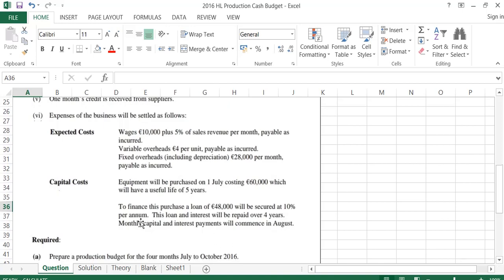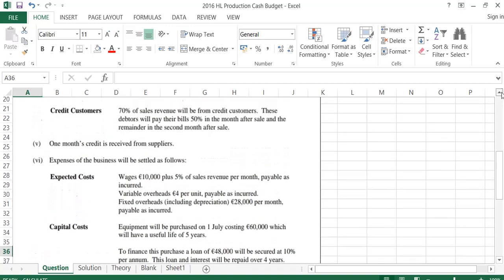How do I work out the depreciation? Well, I can see down here, what do we depreciate? We depreciate fixed assets. So the fixed asset they bought was equipment. The equipment cost 60 grand and a useful life of 5 years, which is 60 months, because 5 by 12 is 60 months. So if it was 60,000 and it's been written off over 60 months, its depreciation is going to be €1,000 a month.